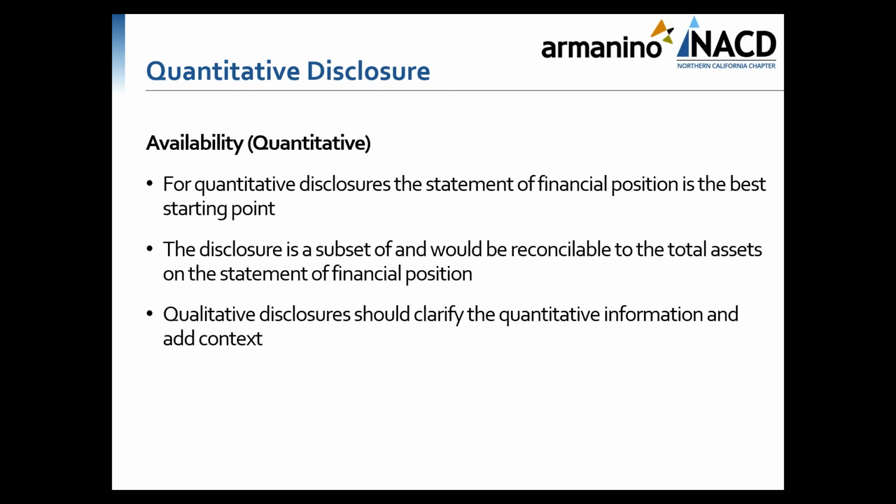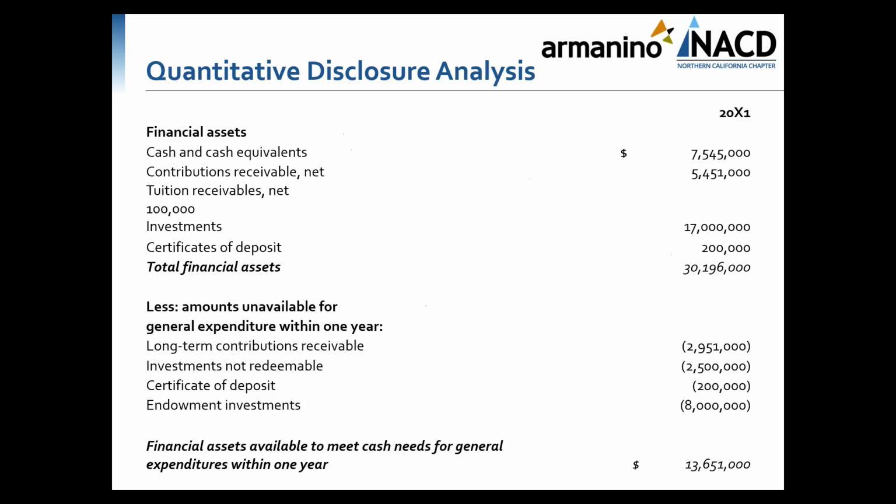The component of the disclosure that's going to be quantitative and numerical is going to be a subset that's going to reconcile back to the total assets on the statement of financial position. The qualitative narrative disclosure that we went over gives the meat, and it should give context to the quantitative information and the numbers that are in the disclosure. So that's really how it pairs together.